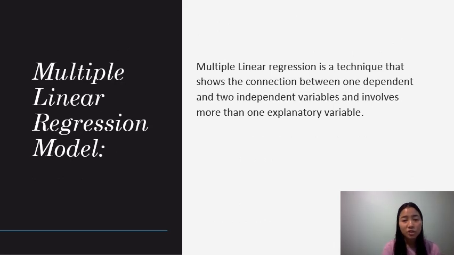The multiple linear regression model can be used to know the value of the dependent variable based on the independent variables at specific values, and to determine the strength of the connection between one dependent and two independent variables. This model tells about one variable based on the information of the other variables.